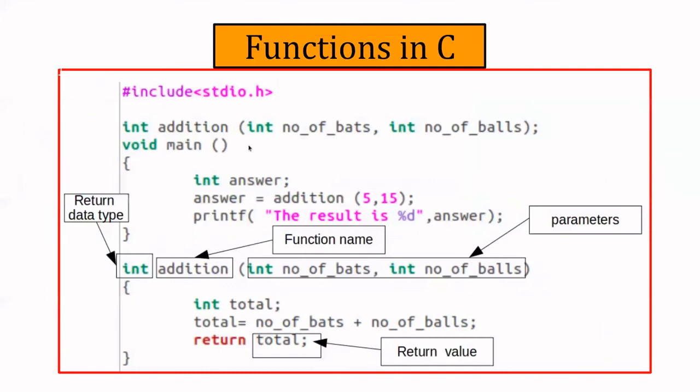Here you can see the function. This main function is here. Return type is void main. Variable answer, data type int. Here there is a function called addition, addition 5 plus 15. Return value is answer, printf result. We type the addition function here.